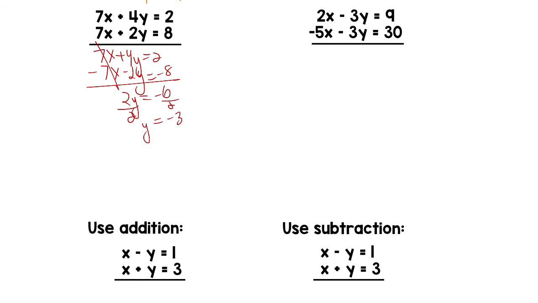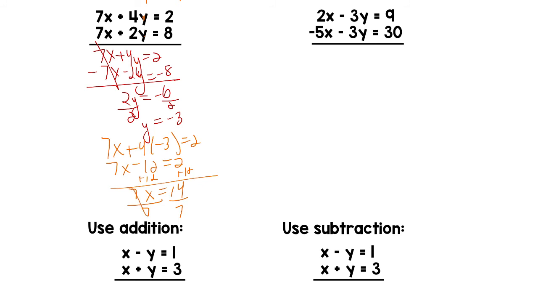Now I can plug that into this y, this y, this y, or this y. I'm going to continue to choose the top one. So 7x plus 4 times negative 3 is 2. That means 7x minus 12 is 2. I can add that 12 and get 7x is 14. Divide by 7 and x is 2. So my solution is 2, negative 3.